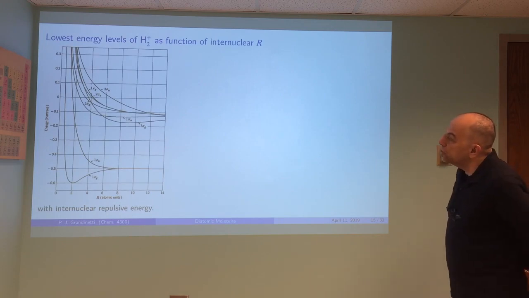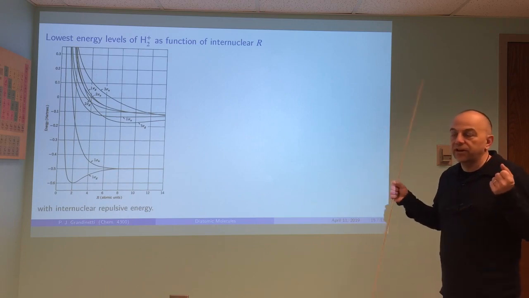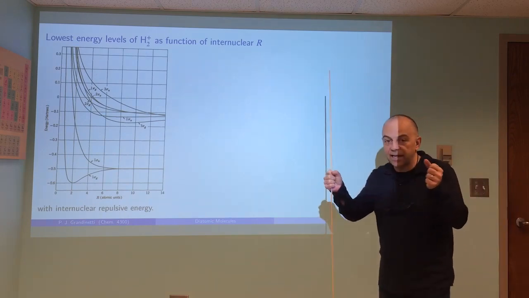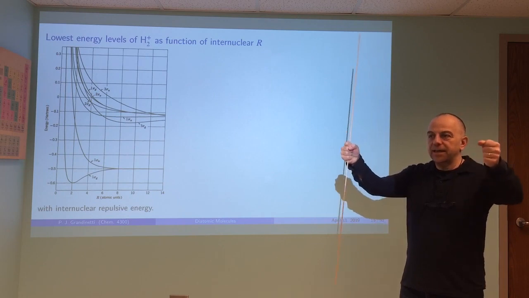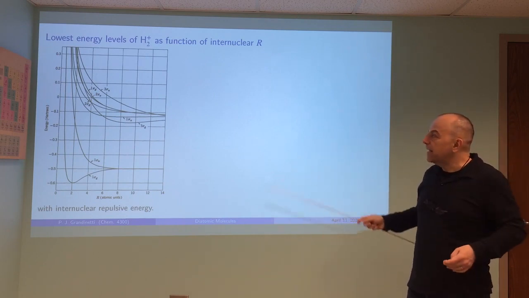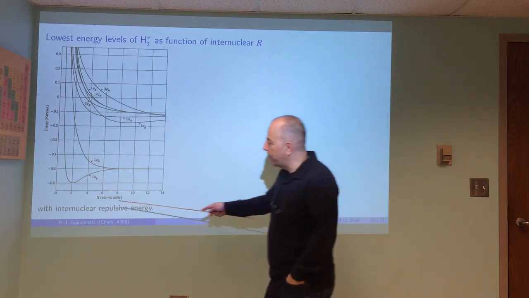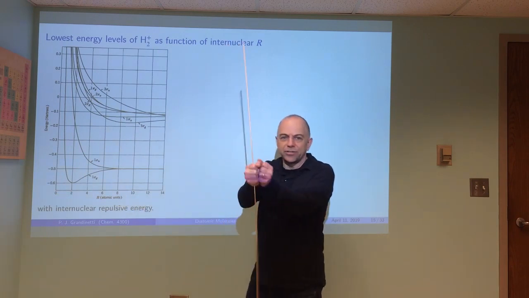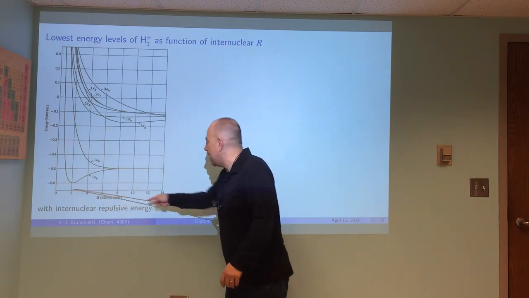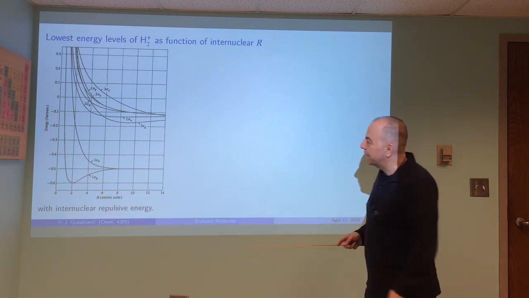So here are the solutions for the energies as a function of different internuclear spacings, right? As I said, we're going to solve the wave function for different internuclear spacings, and we're going to get an energy for each one. And this is a plot of those energies as you vary the internuclear spacing going from 0, which means the protons are right on top of each other, out to 14 Bohr radii or further if you like.